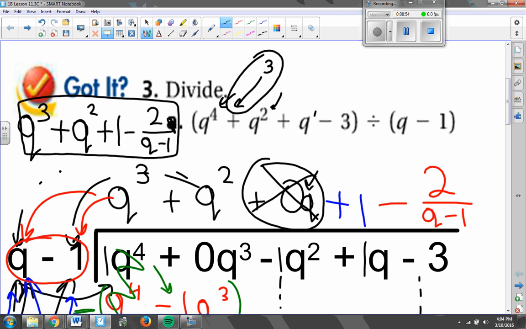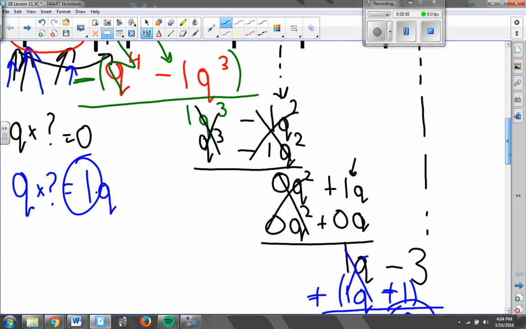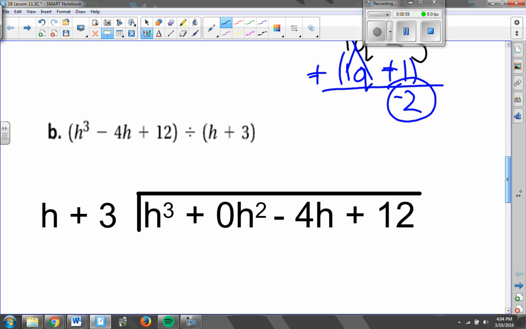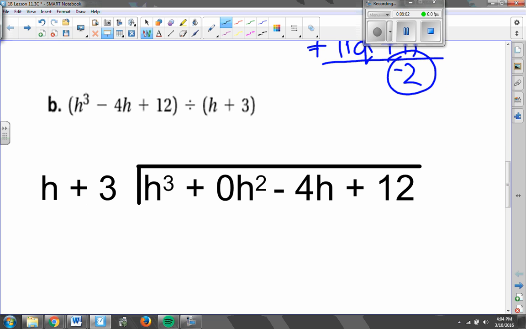Okay. Now, I would like you to try one on your own. And I have been very nice and already added in the 0 term for you. I'm asking you to take h to the 3rd, h cubed, minus 4h plus 12, and divide that by h plus 3. Now, in order to do this, we have to notice I am missing something to the 2nd power right there. I'm missing a term here. So I've added it in here, 0h squared. No h squareds are in my original equation, so I put a 0 term there, and now I can do my division process.